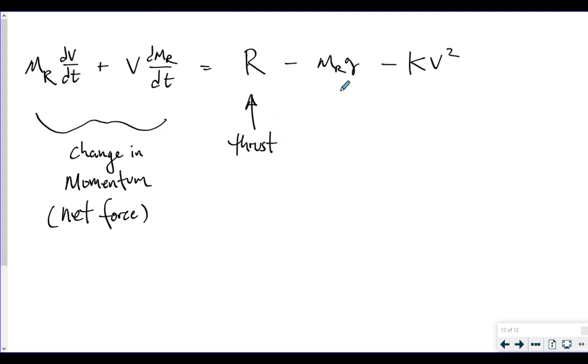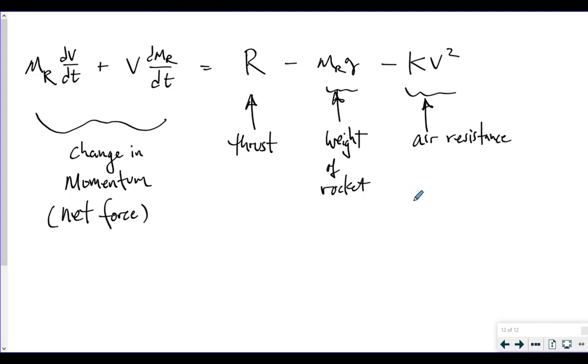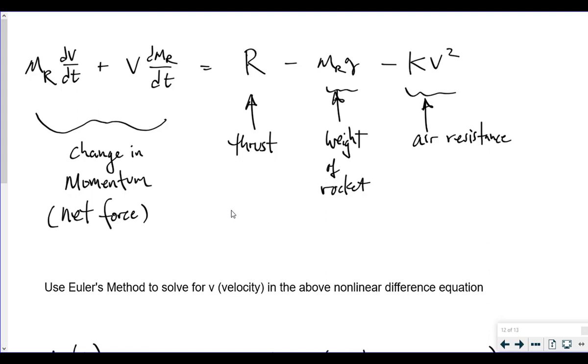It's a force. This is the mass of the rocket and the acceleration due to gravity, so this is the weight, and this is the air resistance, the force of the drag, the atmospheric drag. Okay, so here's our differential equation that we can solve with Euler's method.